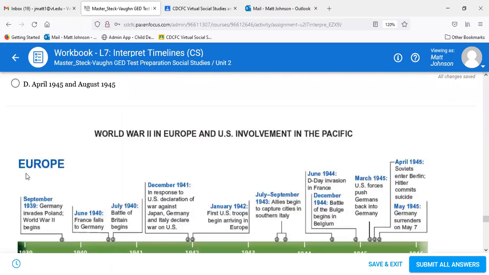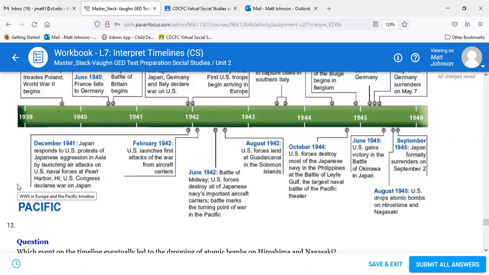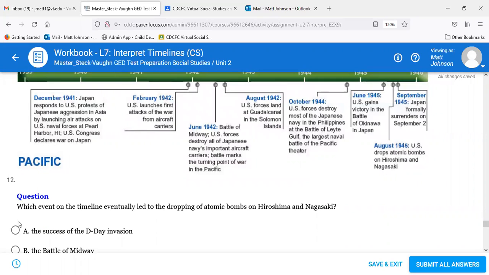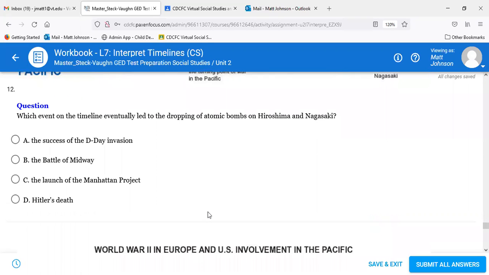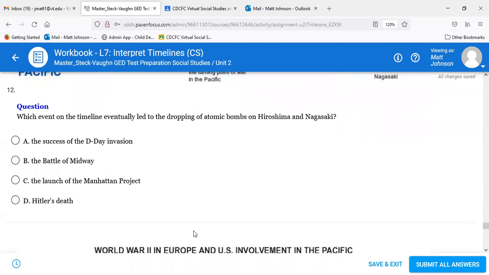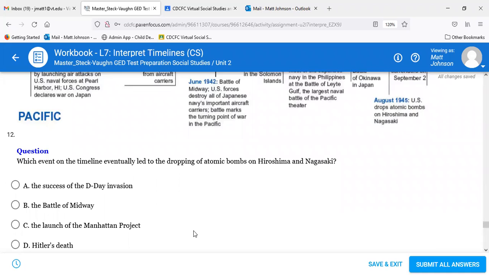And honestly, I think there's another one here that absolutely blows my mind because it's just infuriating. So, okay, number 12, which event on the timeline, this is it, eventually led to the dropping of atomic bombs on Hiroshima and Nagasaki? So is it A, the success of the D-Day invasion, B, the Battle of Midway, C, the launch of the Manhattan Project, or D, Hitler's death? I don't know. I'm confused. Yeah, you know why? Because it's not on the timeline.